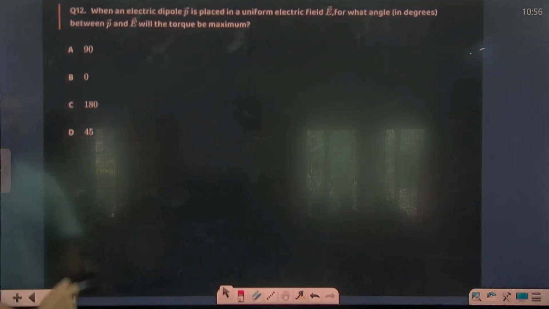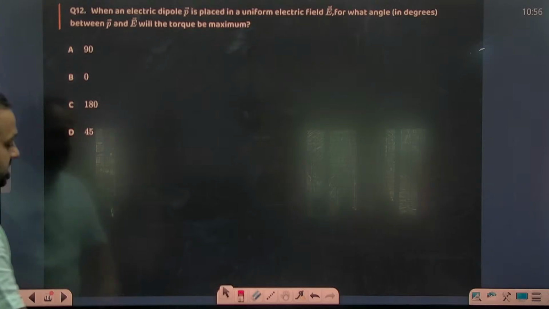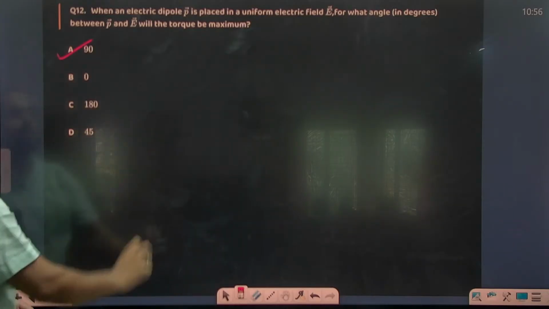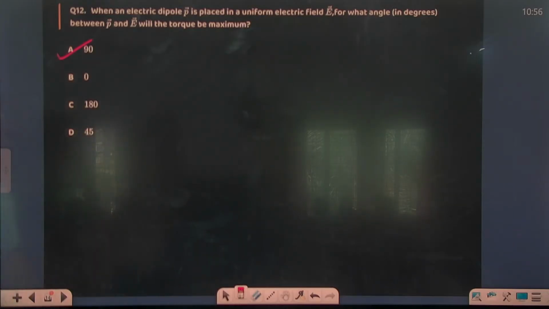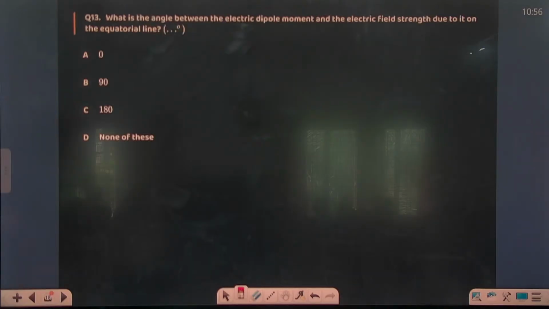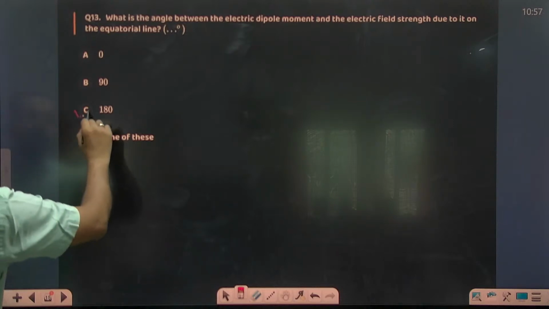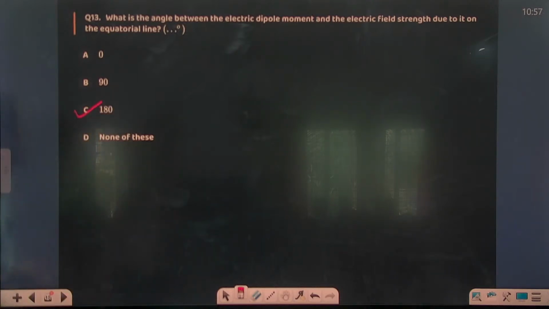When will the torque be maximum? A dipole moment is placed in an electric field. When will the maximum torque occur? When the angle between them is 90 degree. What is the angle between the electric dipole moment and the electric field due to it on the equatorial line? On the equatorial line it is 180 degree, because they are in opposite directions. The angle between them will be 180 degree. On the equatorial line, the field is opposite.